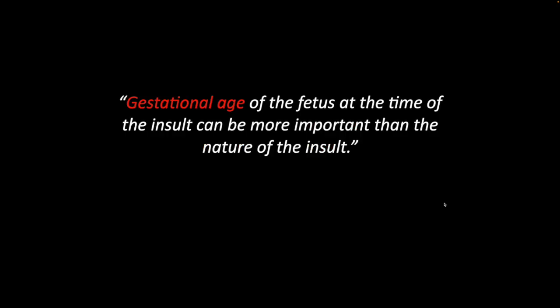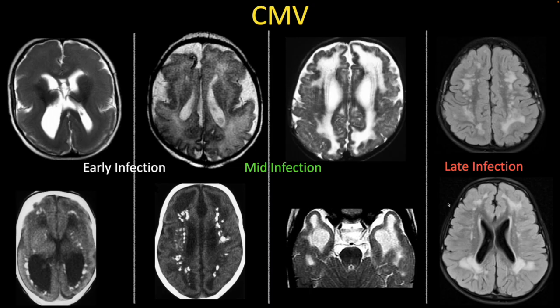So CMV highlights that the gestational age of the fetus at the time of insult can be more important than the nature of the insult. And why is that important? Because when CMV affects the fetus in the early second trimester or late first trimester, it can cause predominant changes of malformation, and prominent calcification predominantly in the periventricular regions.